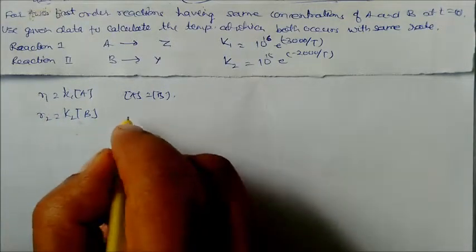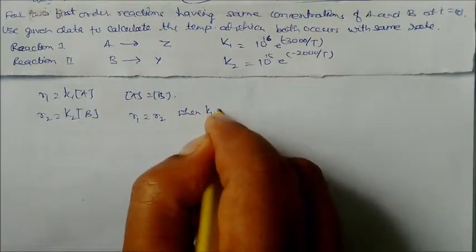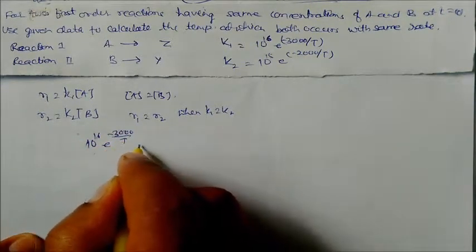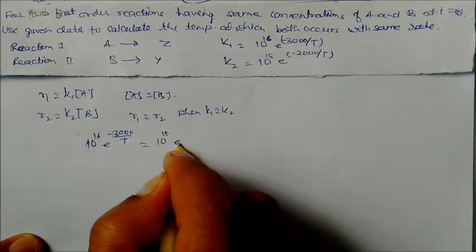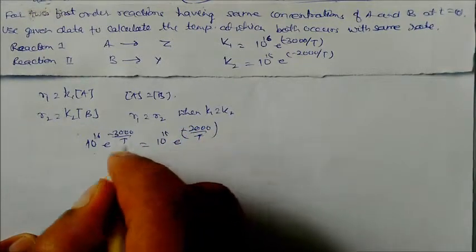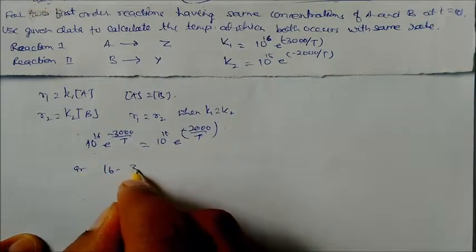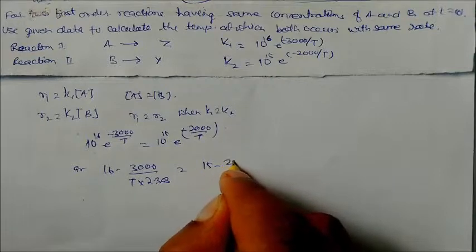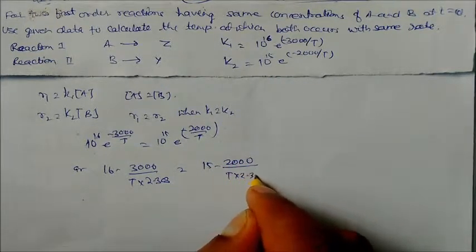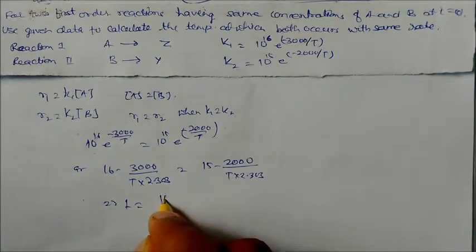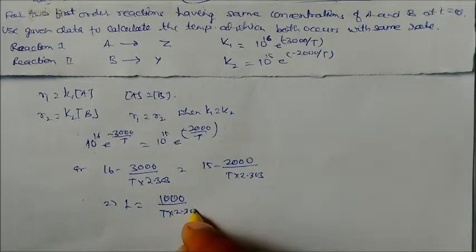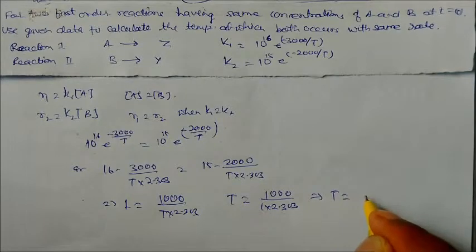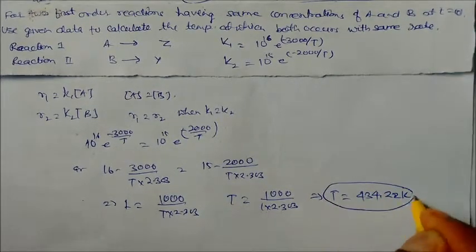So we can write R1 is equal to R2 when K1 is equal to K2. So we can put these values together: 10 to the power 16 e to the power minus 3000 divided by T is equal to 10 to the power 15 e to the power minus 2000 divided by T. On solving, we can write 16 minus 3000 divided by T into 2.303 equals 15 minus 2000 divided by T into 2.303. So 1 equals 1000 divided by T into 2.303. Our temperature is 1000 divided by 1 into 2.303, or temperature is equal to 434.22 Kelvin. So this is the answer.